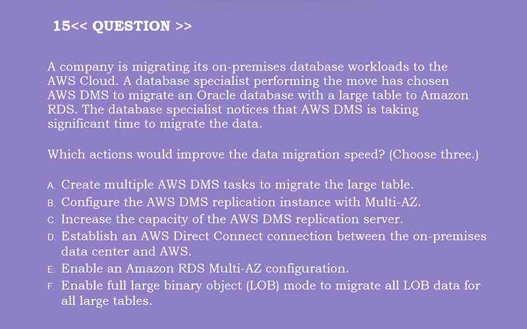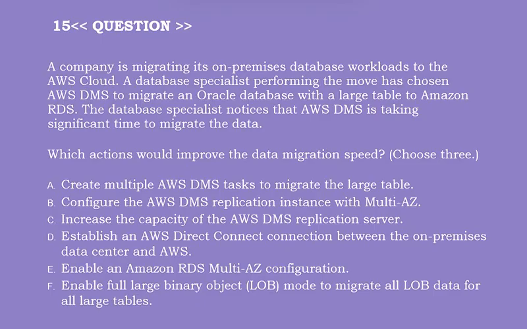Question: A company is migrating its on-premises database workloads to the AWS cloud. A database specialist performing the move has chosen AWS DMS to migrate an Oracle database with a large table to Amazon RDS. The database specialist notices that AWS DMS is taking significant time to migrate the data. Which actions would improve the data migration speed?